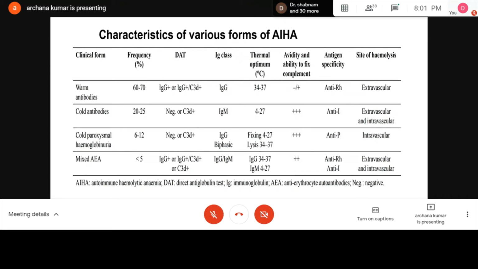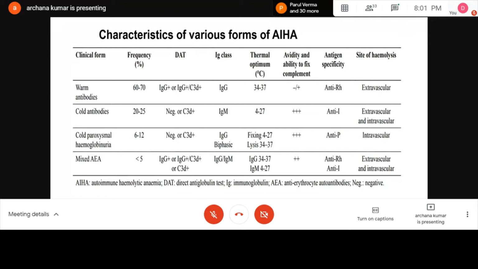They are mainly directed at the anti-Rh on the RBC, and most of the hemolysis is extravascular. Cold antibody types account for about 20 to 25%. Classically, these are negative for IgG, but they may be C3 positive, and the antibody class is IgM, which is active at 4 to 27 degrees centigrade, and they have a lot of ability to fix complement. They are directed against anti-I, and this could present as either extravascular or intravascular hemolysis.